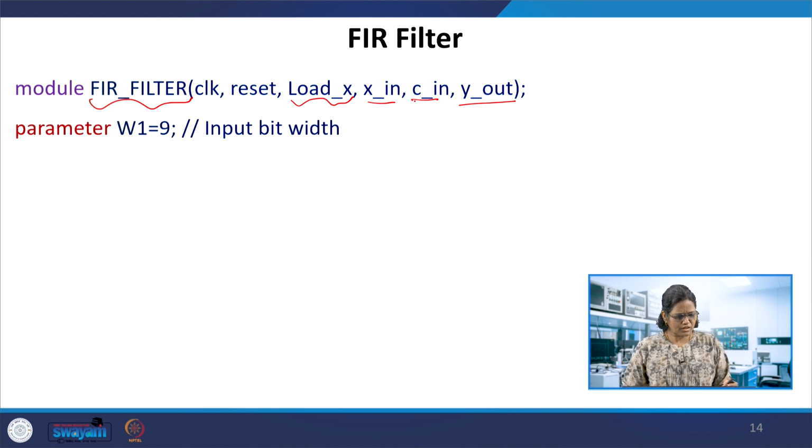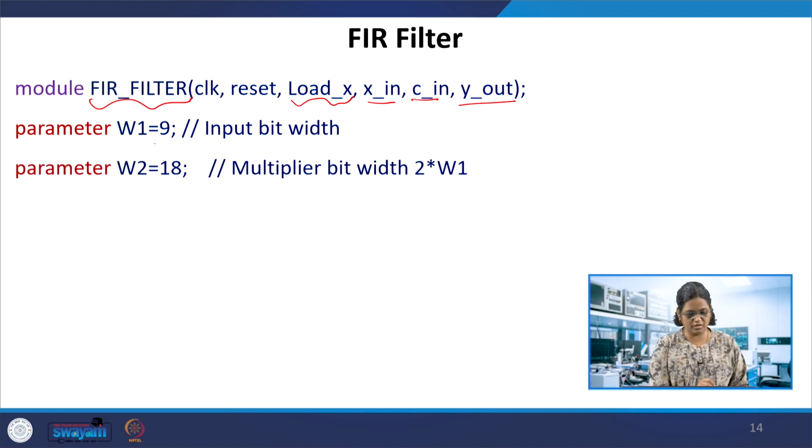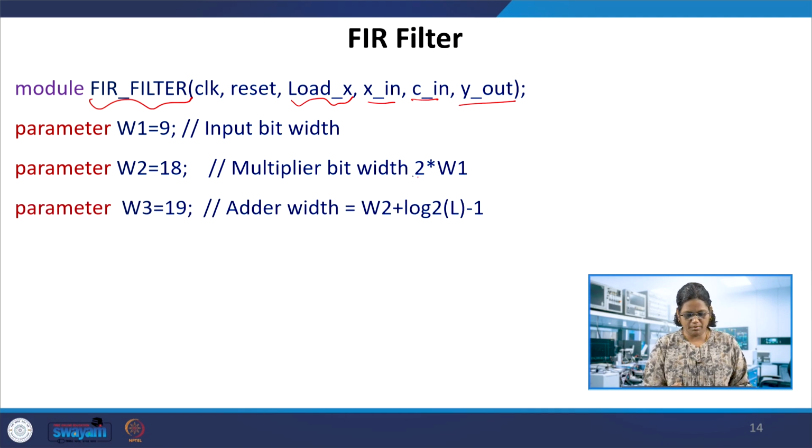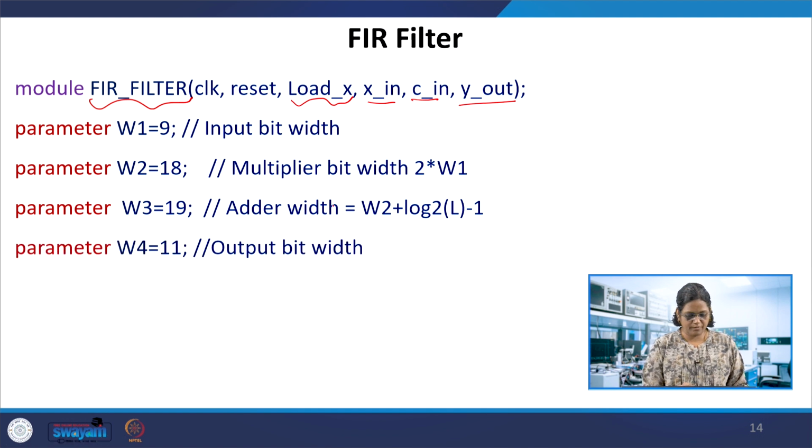Okay, so there are some bits specified because of the length of the input and other things. So input bit width is W1, which is 9 using the parameter, and this is also the multiplier bit width because the coefficient and the input should be multiplied here. So this is 18 bits wide. W2 is 2 into W1, at least 18 bits required in the multiplied output, and the adder, which is one bit extra from the multiplied output, and the delayed input will be added, W3, and W4 is the output bit width.